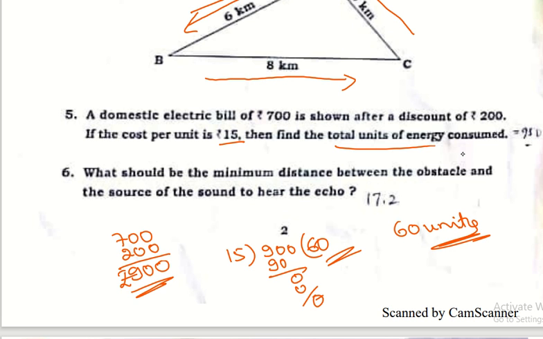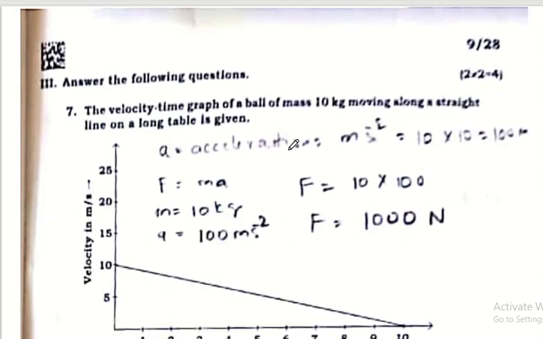What should be the minimum distance between the obstacle and the source of the sound to hear an echo? Here for hearing an echo you have to maintain a distance of 17.2 meters. This question also appears in our model question papers. I explained it yesterday. Then we move on to the next question.